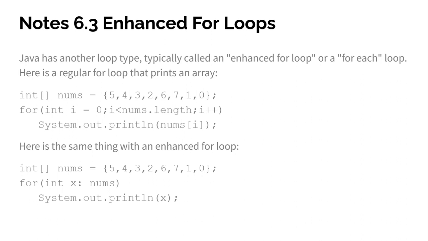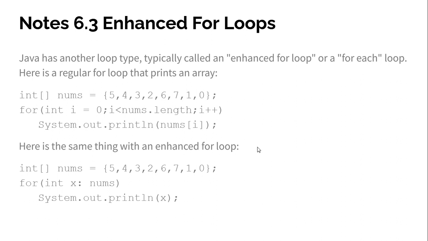All right, folks, Java has another kind of loop, typically called an enhanced for loop or a for each loop. Those mean the same things. So here's a regular for loop that prints an array. Here I made an array. For int i equals 0, i less than nums.length, i plus plus, System.out.print nums[i]. Done, right? So here's the same thing with an enhanced for loop.